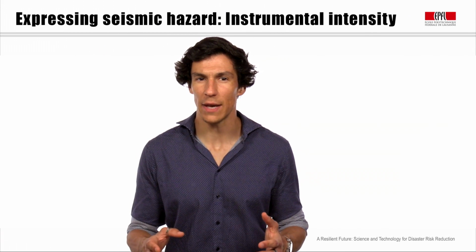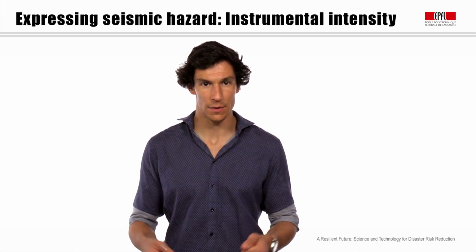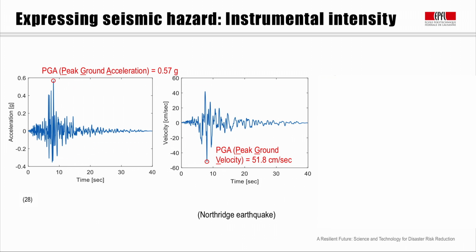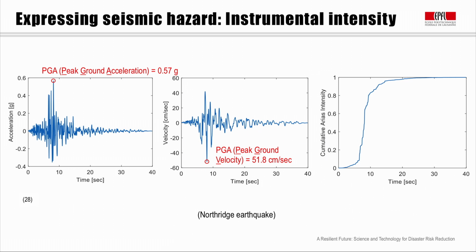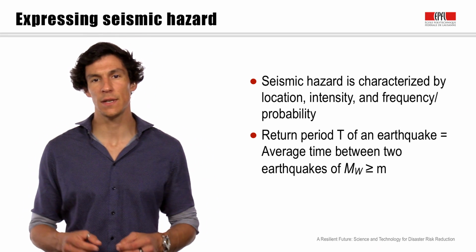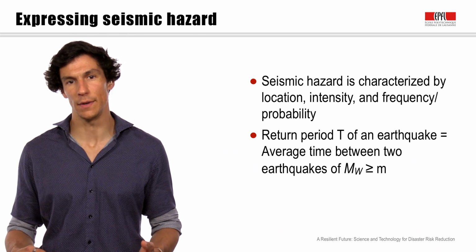For what concerns ground shaking as recorded by seismic instruments, a large number of parameters can be considered. One can, for instance, take the maximum absolute value of the ground acceleration during an entire earthquake record, the so-called peak ground acceleration or PGA, or any other ground motion parameter, such as the peak ground velocity or the Arias intensity, which measures the energy within the record. Seismic hazard, however, is not only characterized by location and intensity. Its frequency or probability of occurrence is also required.